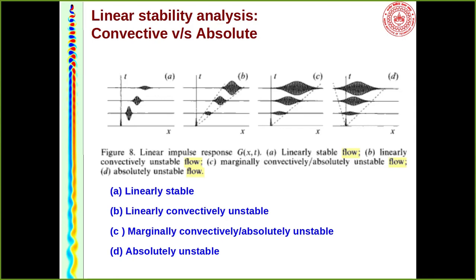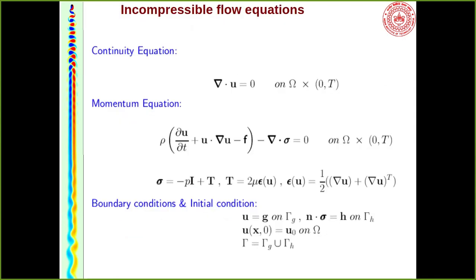So some background has been described here. As we said, this is linearly stable, this is linearly convectively unstable, and this is absolutely unstable, and marginal problems. So I hope very quickly I've given you two concepts. First we talked about an instability, then absolute versus convective, and local versus global.